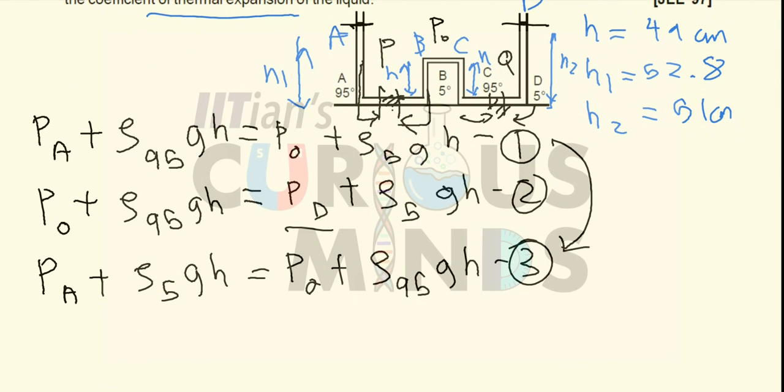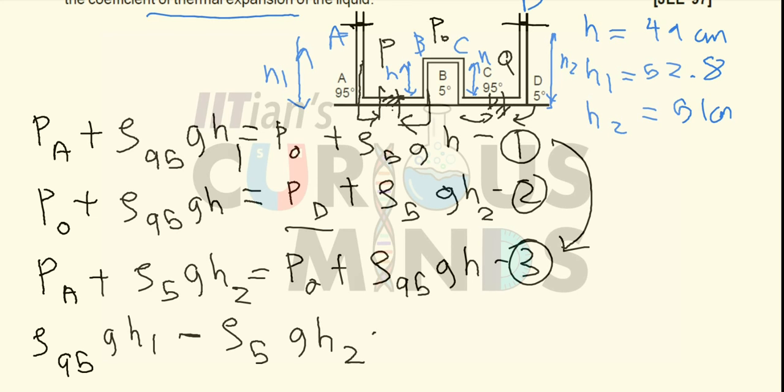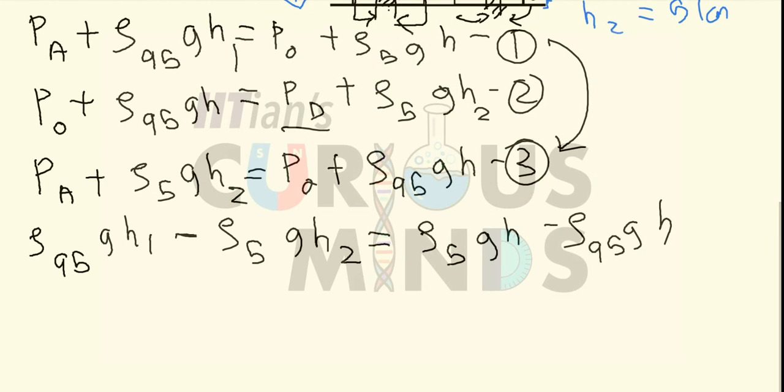When I subtract 1 and 3, it will be equal to rho into gh. This will be equal to H1, this is h, this is equal to H2. Over here this is equal to H2, and this is h. So basically it will be rho 95 g H1 minus rho 5 g H2 equal to density at 5 g into h minus density at 95 g into h. The acceleration due to gravity will get cancelled out everywhere.